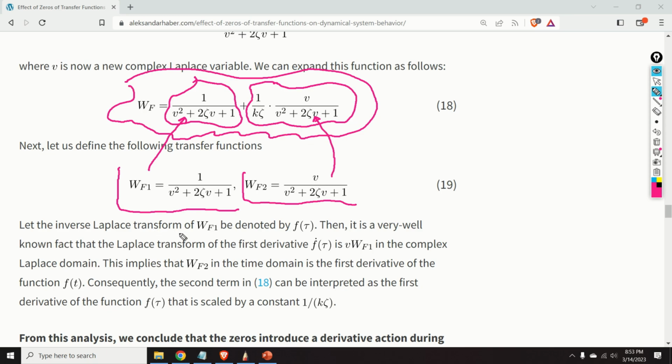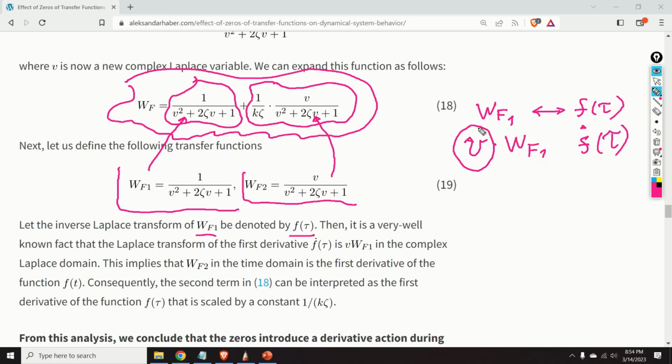Let the inverse Laplace transform of WF1 be denoted f of tau. That is, in the complex domain we have F1, and in the time domain we have f of tau. Basically, this is an impulse response. f of tau is an impulse response. Then, it's a very well-known fact that the Laplace transform of the first derivative, that is, of f dot of tau in the tau domain, is basically in the complex domain v times F1. Notice here that v now plays the role of s since we made the substitution.